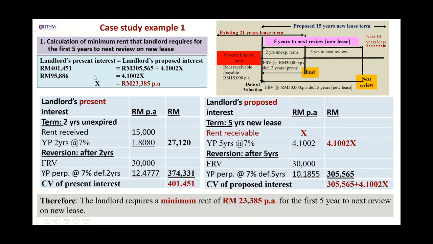So by using the equation of the landlord's present interest and the landlord's proposed interest, we can determine the value of X. X here is the value of the new rent under the new lease for the 5 years to the review. And this X of 23,000 per annum is the minimum amount of rent that the landlord requires for the first 5 years to the next review on the new lease. So therefore, the landlord requires a minimum rent of RM23,000 for the first 5 years to the next review of a new rent.